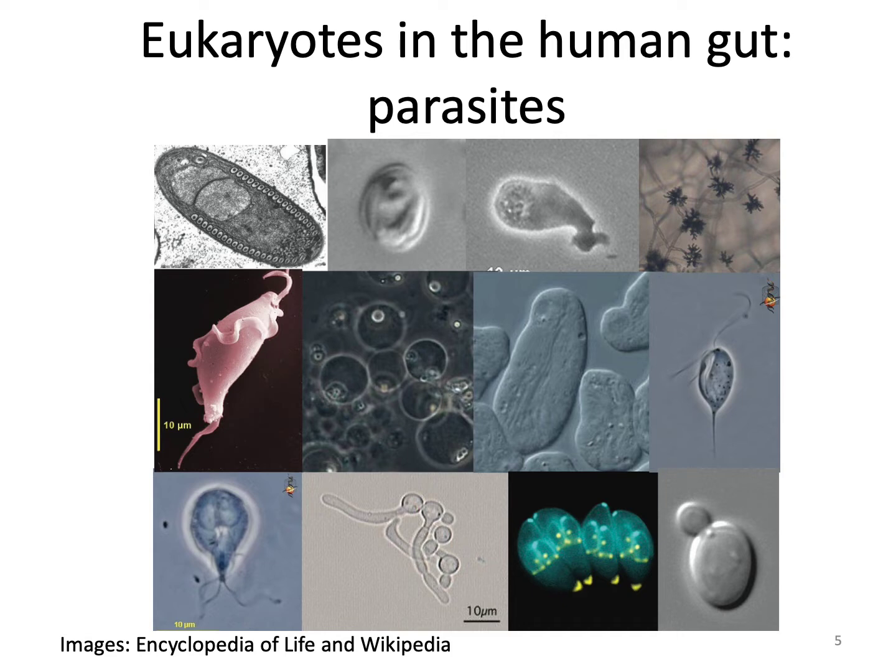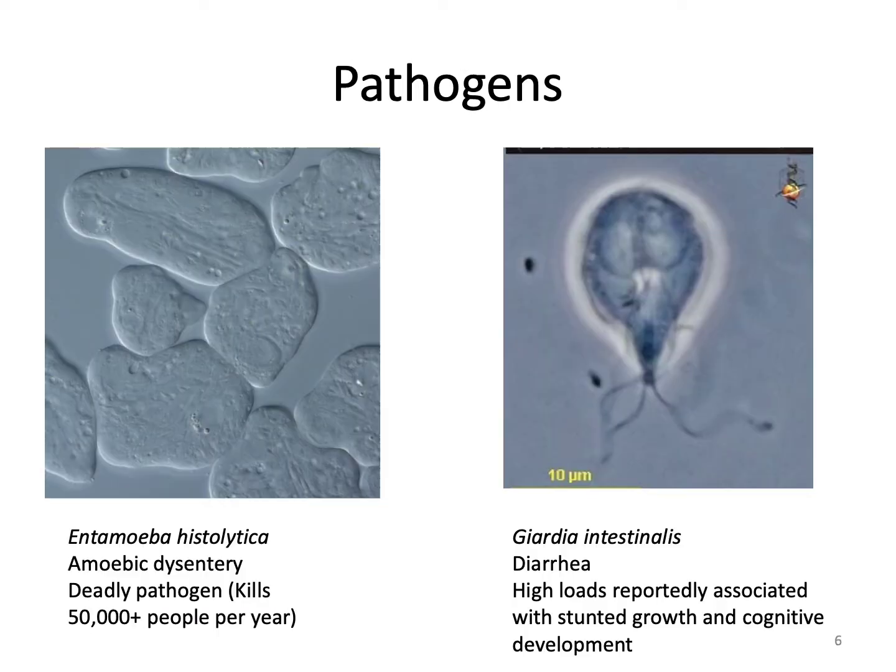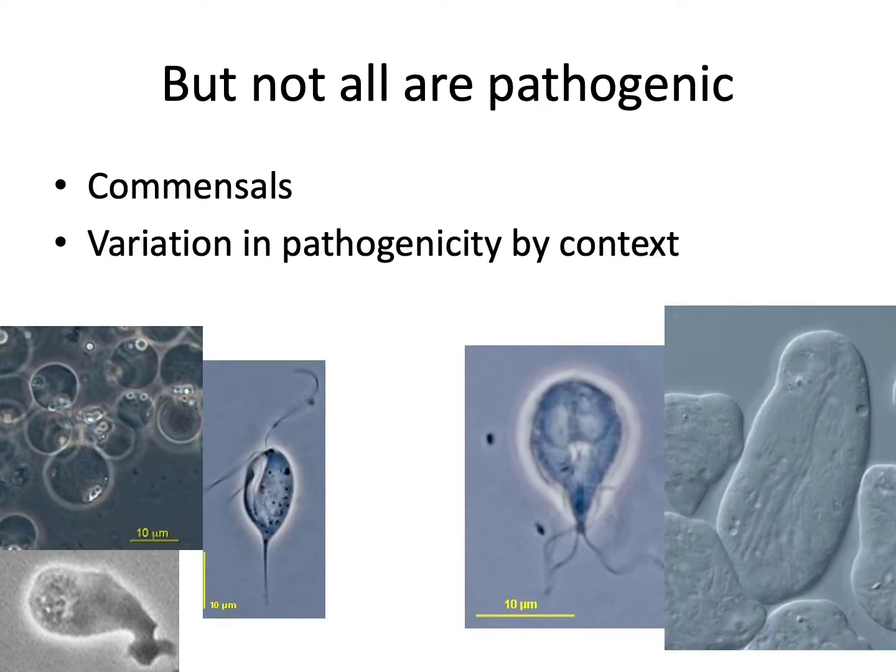Eukaryotes in the human gut have typically been studied as parasites, and of course there are many notorious pathogens such as Entamoeba histolytica, which is the causative agent of amoebic dysentery and kills many thousands of people every year, as well as pathogens such as Giardia that are associated with diarrhea and can, in high loads, be associated with stunted growth and cognitive developmental delays. But not all eukaryotes are pathogenic.